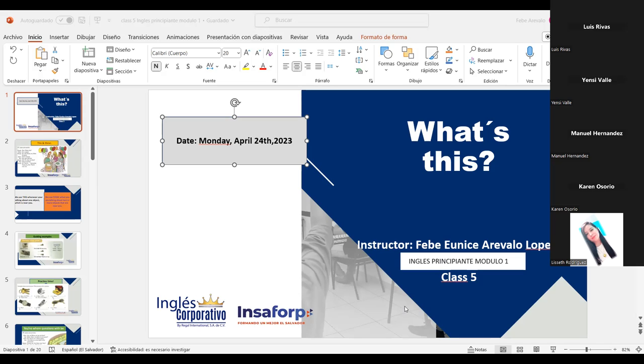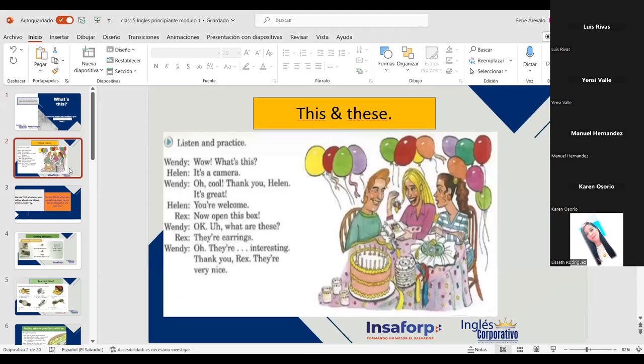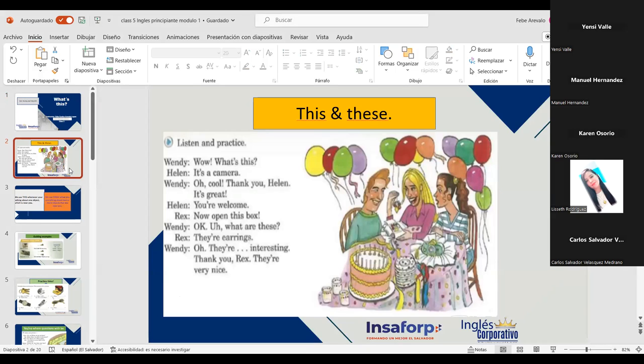So let's get started. Today is Monday, April 24th, 2023. Class number five. So shall we move on? Let's check. To start, we have a conversation. It's called this and these, right? Today we are going to learn the use of these demonstratives. Vamos a aprender el uso de esto y estos, okay? Demonstratives, artículos demostrativos.